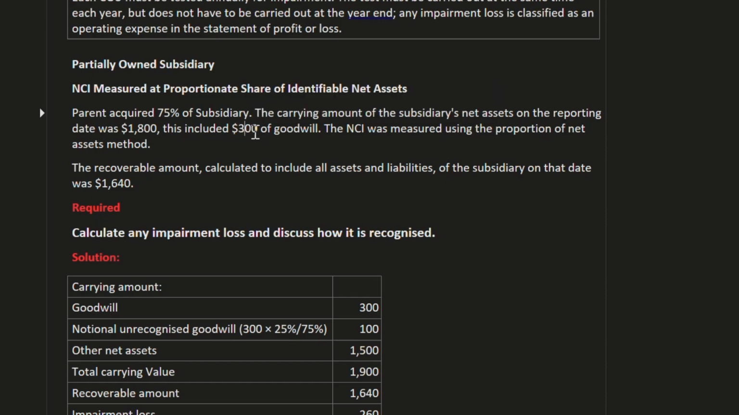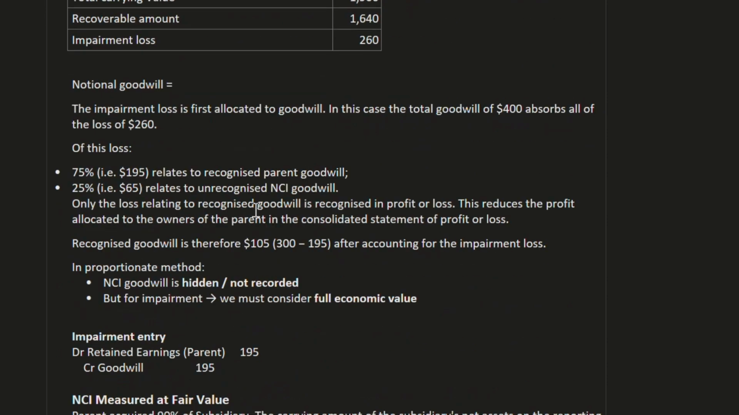So this is the parent goodwill value. It means 300 is 75% of total goodwill. 300 divided by 0.75 equals 400. So it means that 400 was total goodwill, and from the 400, 75%, that is 300, belongs to the parent.